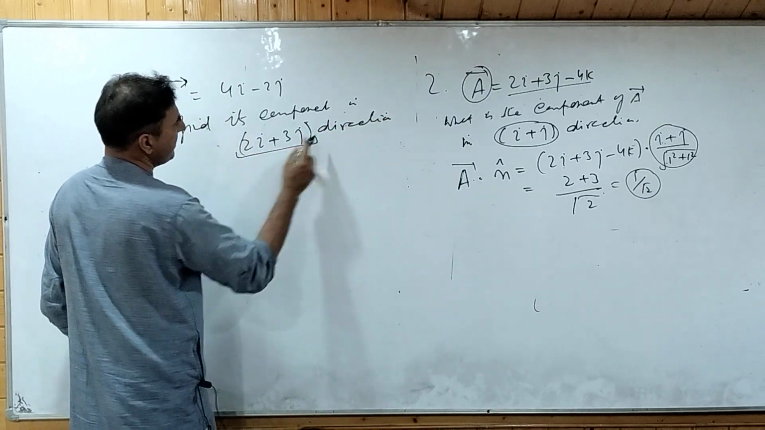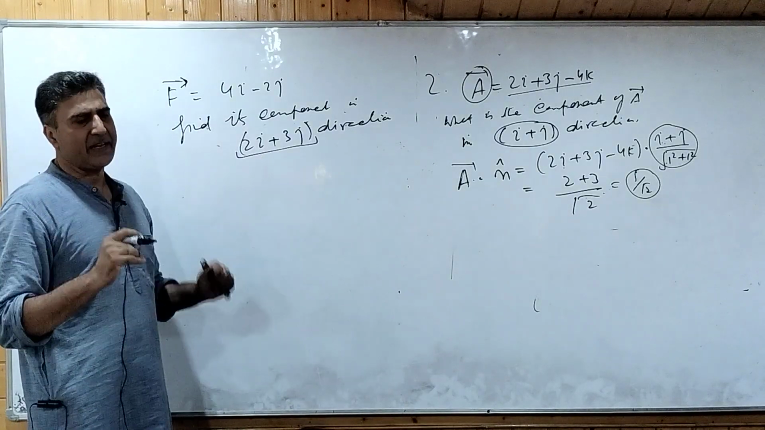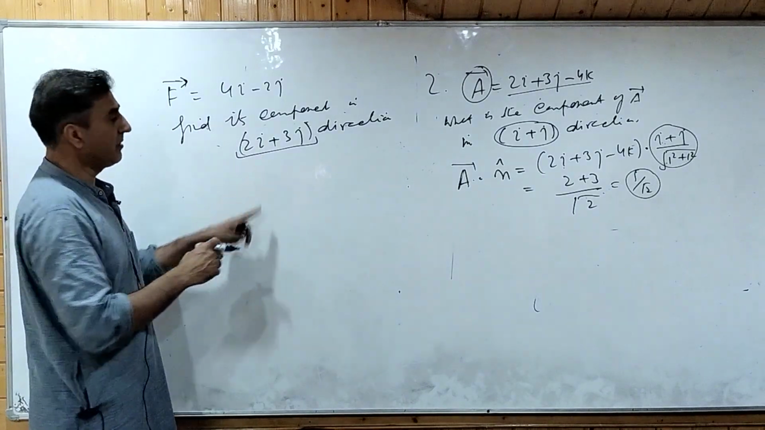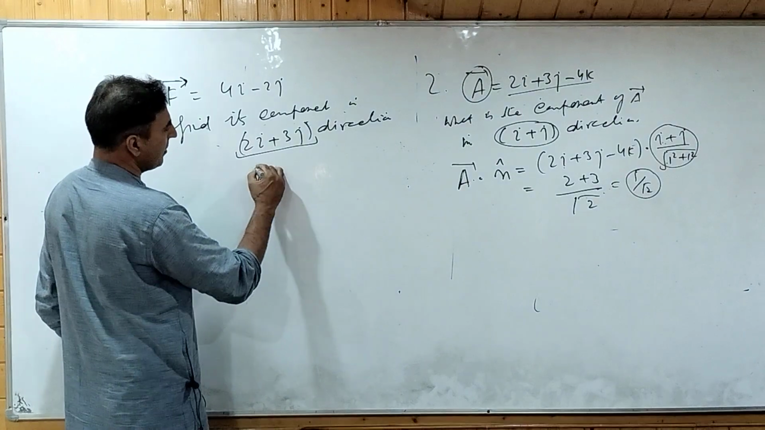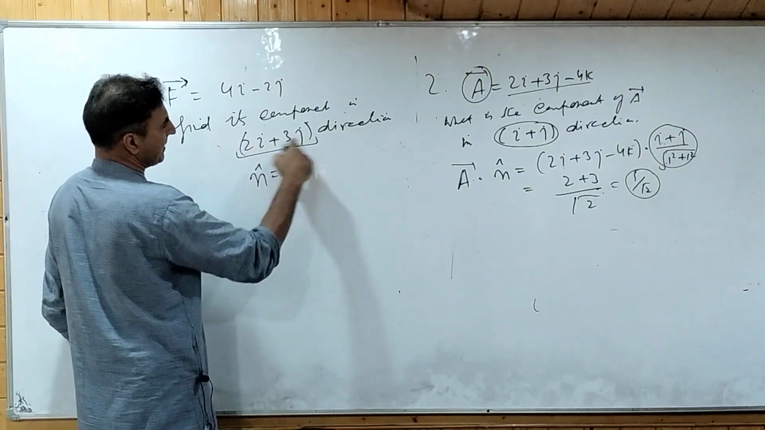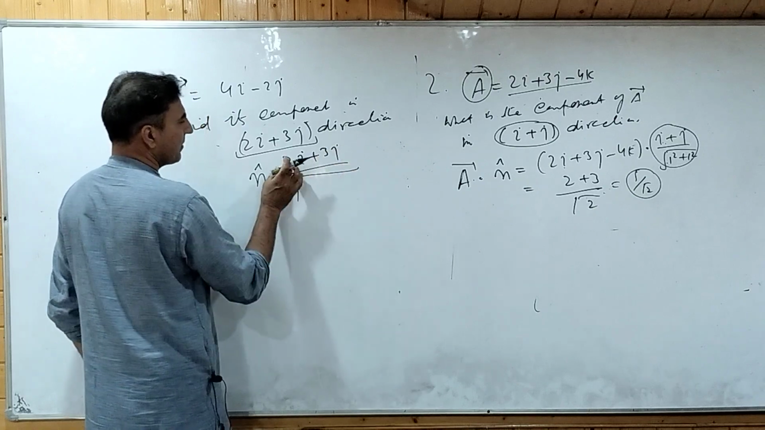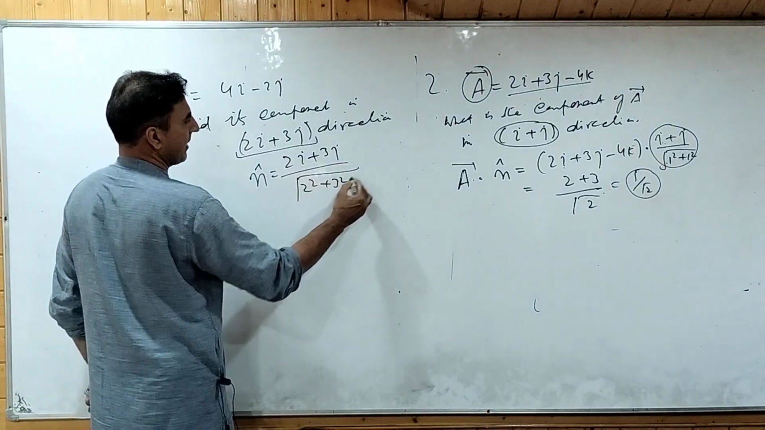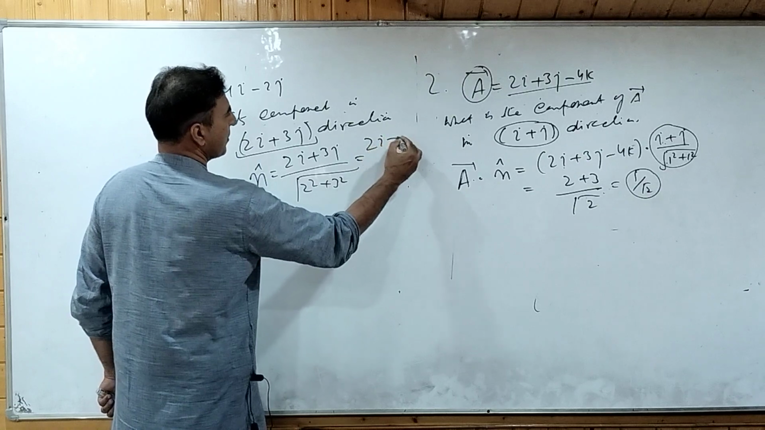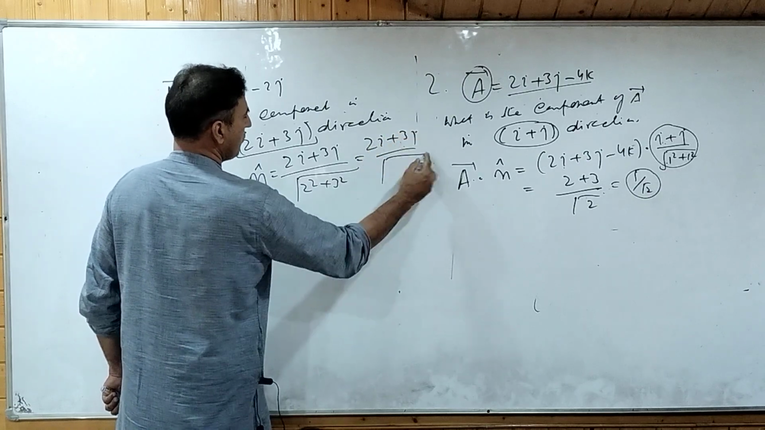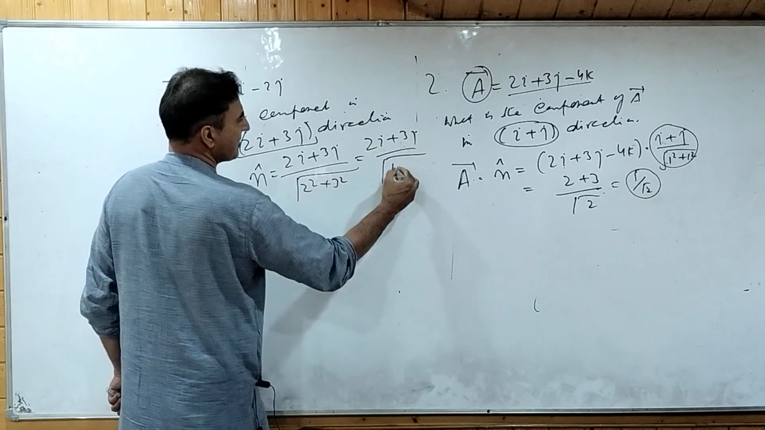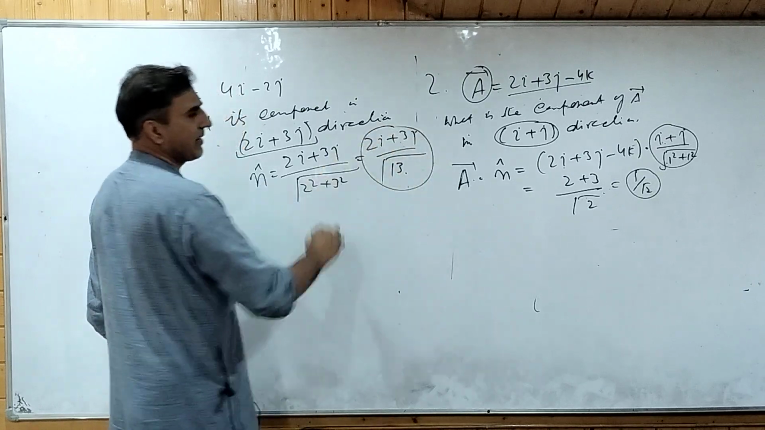First of all, what is the direction of 2i plus 3j? Okay, let me find this direction first. So what is that direction? It is the unit vector n, that is 2i plus 3j divided by root of 2 square plus 3 square. What's that? That is 2i plus 3j divided by root of 9 plus 4, that is root 13. This is its unit vector.